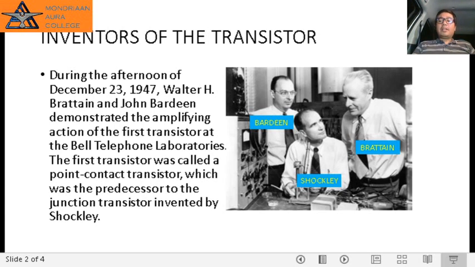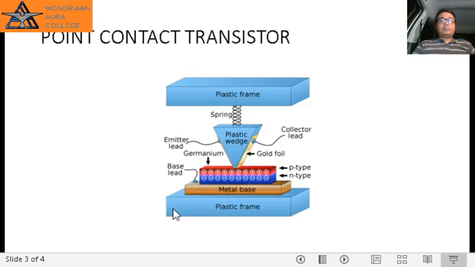Ang inimbento nila dati ay hindi kagaya ng mga transistors ngayon na nakikita natin sa mga modern circuits natin. Ito yung tinatawag na point contact transistor. So medyo malaki yung kanilang prototype for the transistor kasi wala pa namang manufacturing process to make or manufacture yung mga small scale na mga transistors natin na ginagamit natin sa mga modern circuits natin.